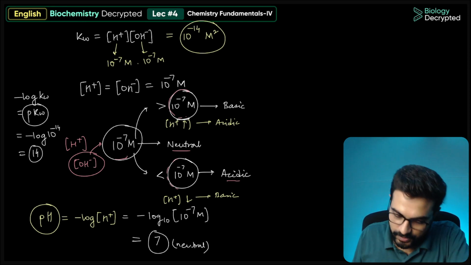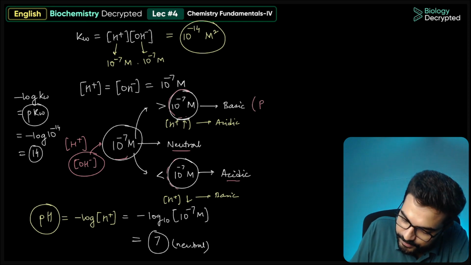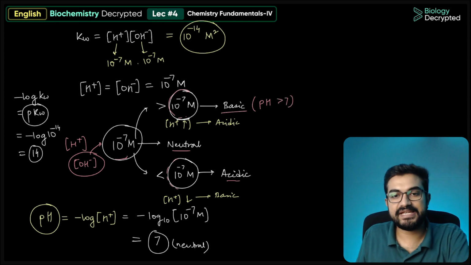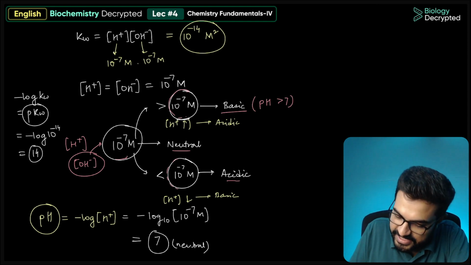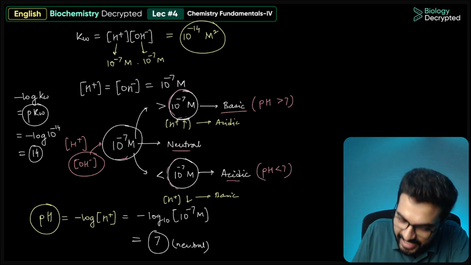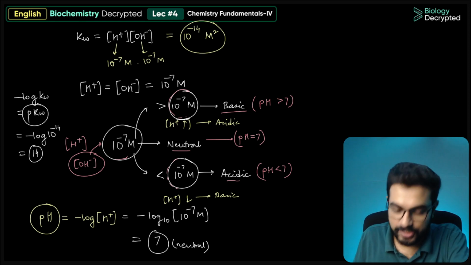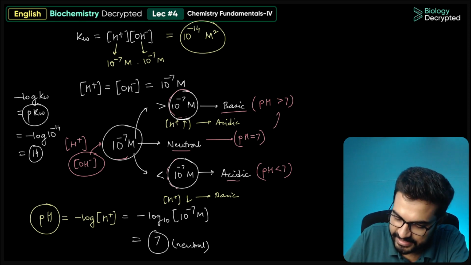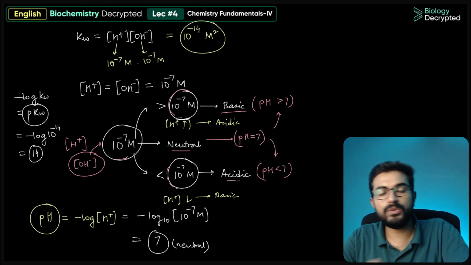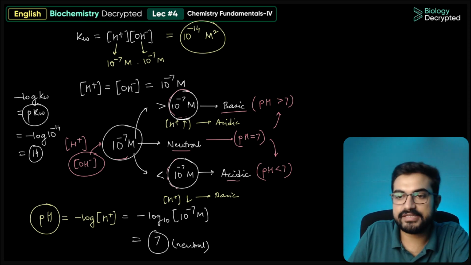Now, what we'll see here is whenever pH is greater than 7, it represents a basic solution. If pH is less than 7, it represents acidic, and if pH is equal to 7, then it represents a neutral solution. So it's very simple. If pH is greater than 7, then it is basic. If it is less than 7, it's acidic, and if it is equal to 7, then it is neutral. Now, based on this, we can create a scale for pH, and this is how.